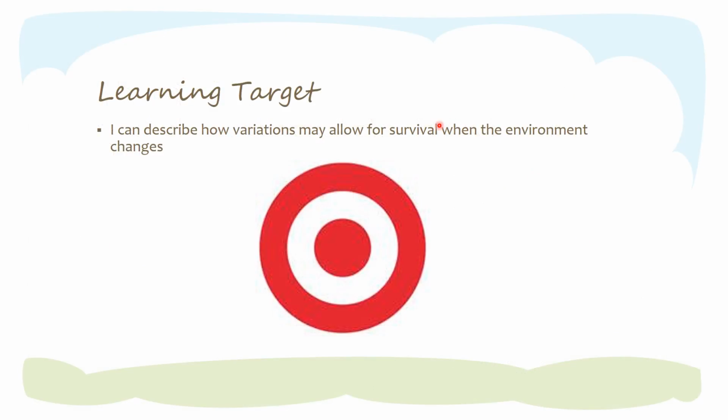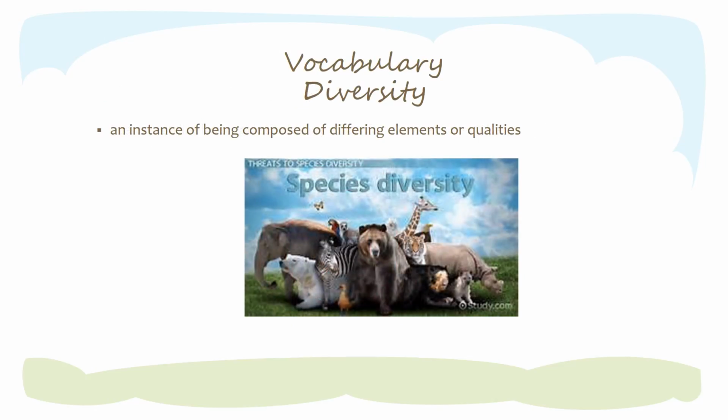The learning target is I can describe how variations may allow for survival when the environment changes. So after our lesson and preview, you will be able to explain this to somebody about how different species have changed in order to survive in their environment. So our vocabulary, these are the words you need to know in order to keep up with our discussion. So make sure you understand them completely before coming to class.